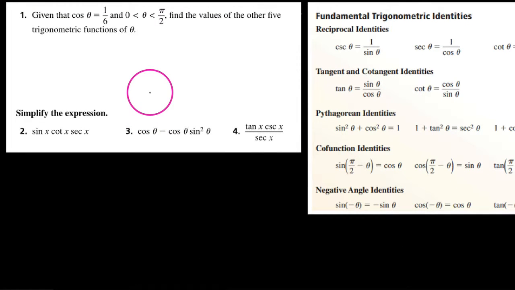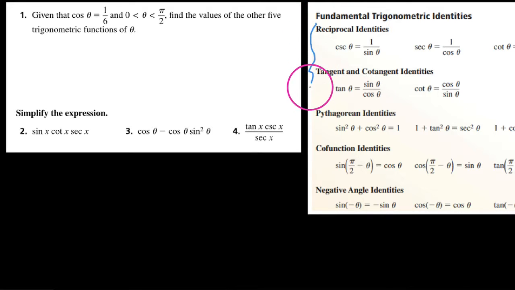This is my last video in this individual module on using trigonometric identities to do two things: to evaluate trig functions, as well as to rewrite or simplify trigonometric expressions. Let's recall that we have our list of fundamental trig identities over here on the right.